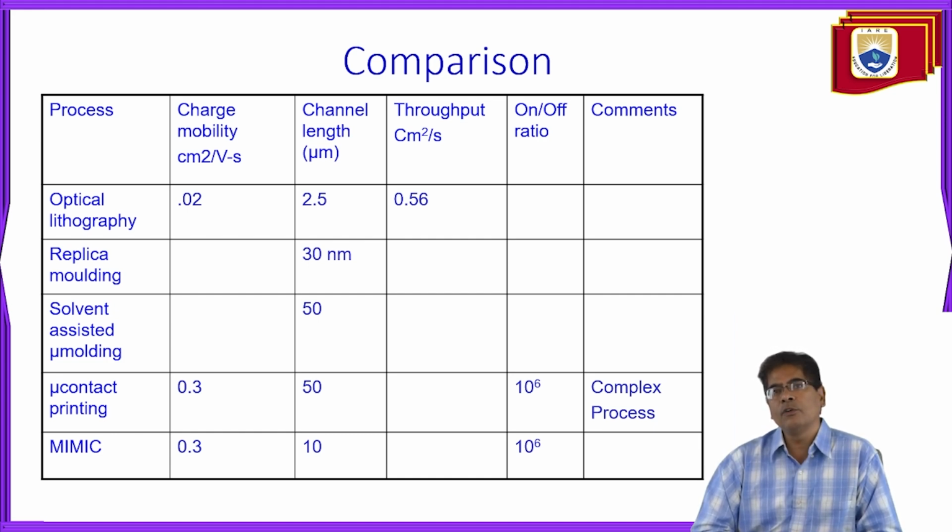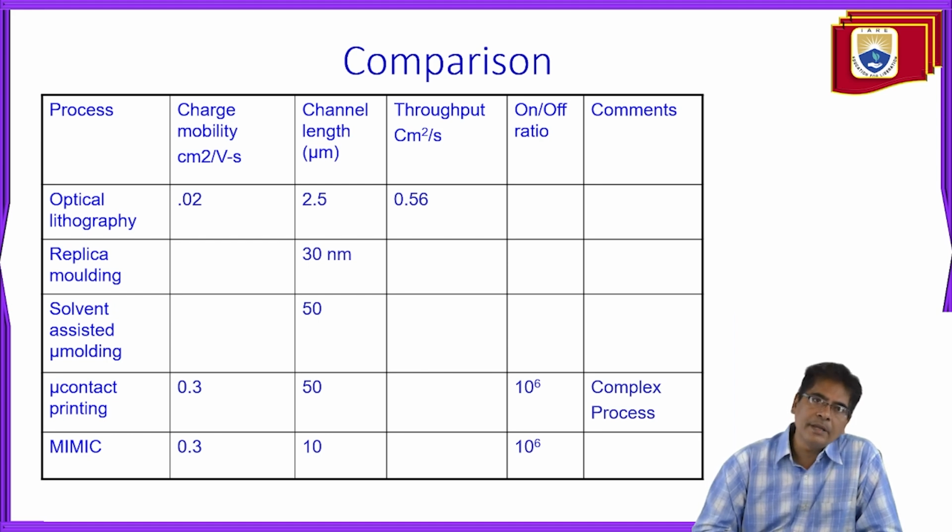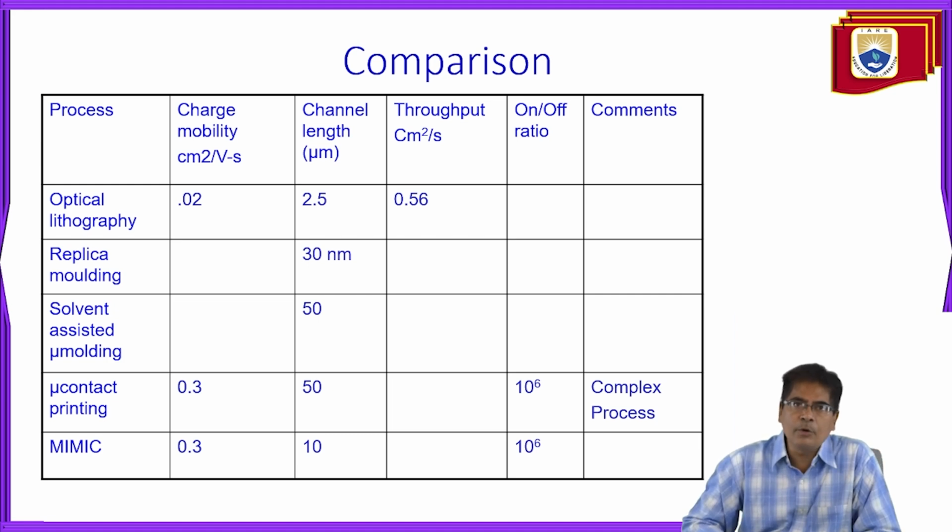Solvent assisted micromolding, the channel length is around 50 micrometer. Micro contact printing, the charge mobility is 0.3 and channel length is 50, and the on-off ratio is 10 power 6, and the comment is complex process. And MIMIC is around 0.3 and channel length is 10 and on-off ratio is 10 power 6.